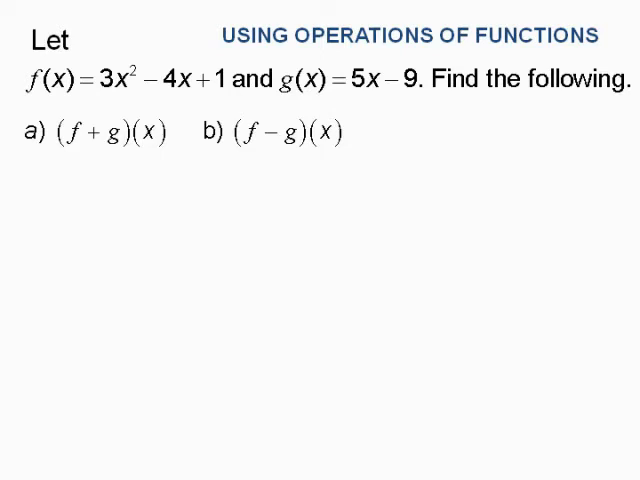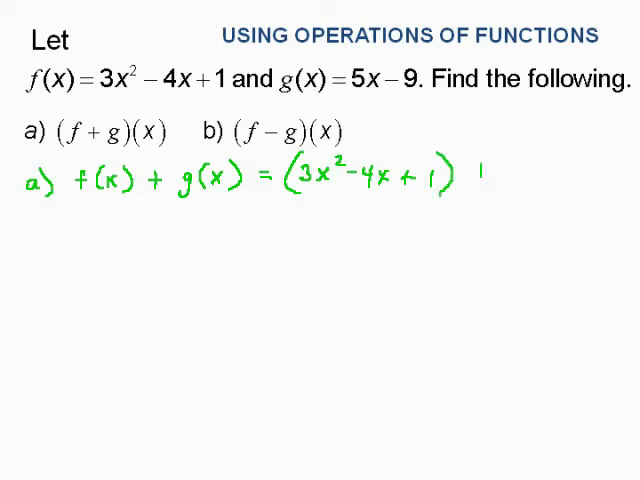Now, part A, we're going to find f plus g of x, and again, they don't really write it the good way, so I'm going to write f of x plus g of x. And then I can just substitute in what those two things are. So f of x would be 3x squared minus 4x plus 1, and I'm going to put parentheses around that, plus g of x, which would be 5x minus 9. I just like to use those parentheses to separate.